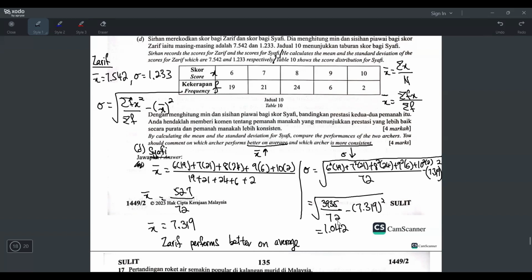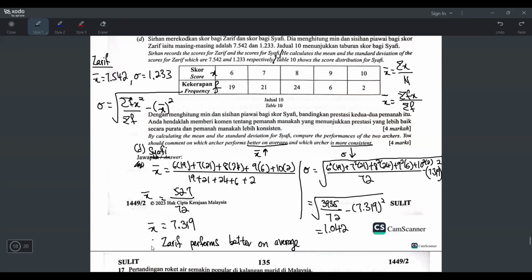So 1.042 and 1.233, which one more consistent? You choose the one with a lower standard deviation. Yeah. Kalau you punya standard deviation kecil, means dia lagi consistent. So, siapa lagi consistent? Shafi, because Shafi is 1.04, ini 1.23. So, Shafi is more consistent.